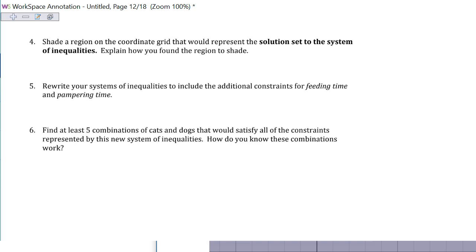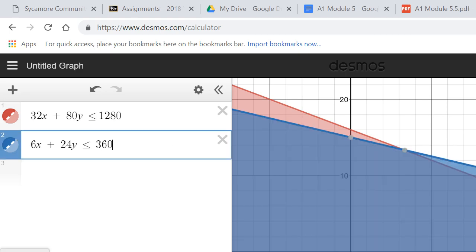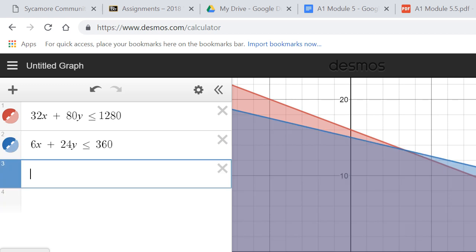Rewrite your systems of inequalities to include the additional constraints for feeding time and pampering time. Okay, so now what are we going to do? We've got to go back to Desmos. We're going to add another equation by hitting enter. Do you remember what our feeding was? Let's pause that.